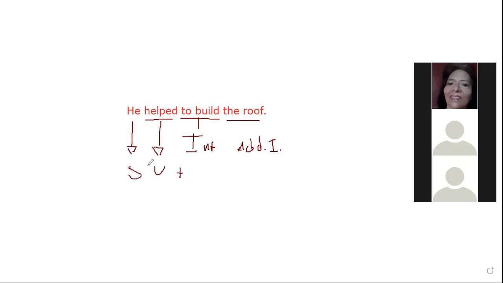Something that is not happening here is that we are using the infinitive phrase to build as an object, not as a subject. Why? Because the subject in this sentence is he. He is the subject. And to build a roof is an object, or the complement of the sentence. Is it clear what I'm saying?